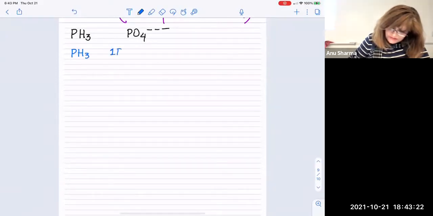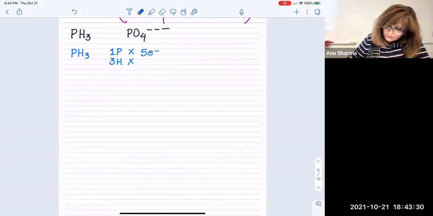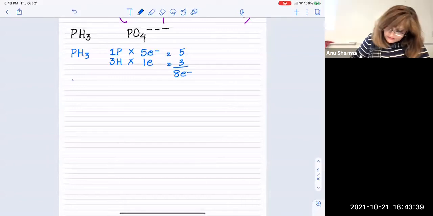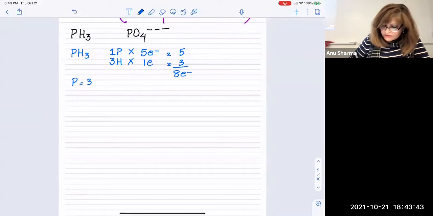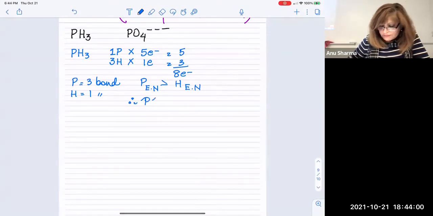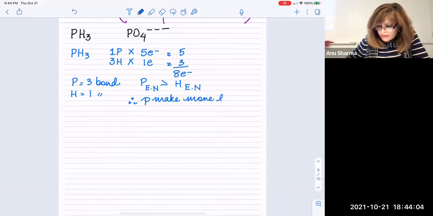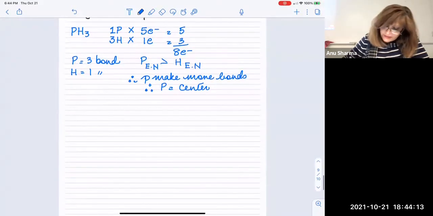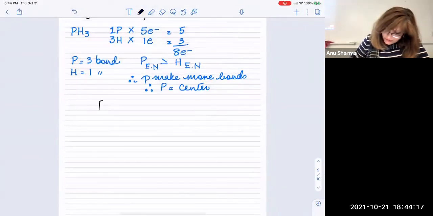There is 1 phosphorus and there are 3 hydrogens. Phosphorus is in group 5, so 5 valence electrons, and hydrogen is group 1A, 1 electron. So we are looking to place 5 and 3, that's 8 electrons. Phosphorus makes 3 bonds and hydrogen only makes 1 bond. Phosphorus electronegativity is higher than hydrogen, but phosphorus makes more bonds, so phosphorus is in the center. Now we put the phosphorus in the middle and hydrogens on 3 sides.